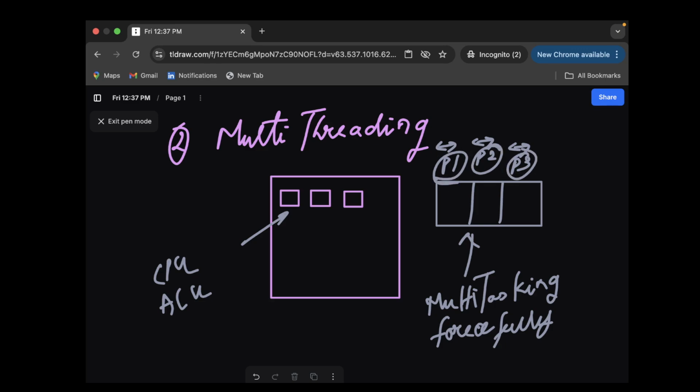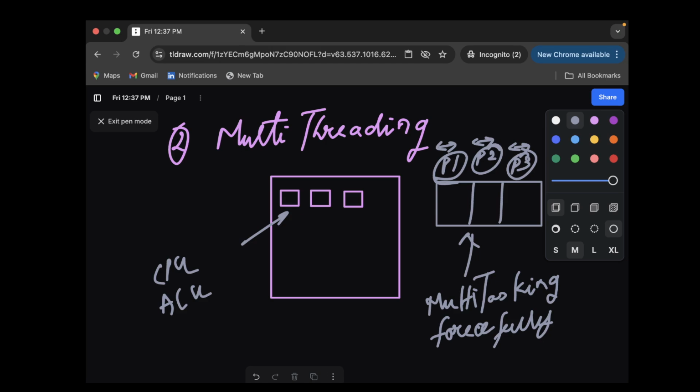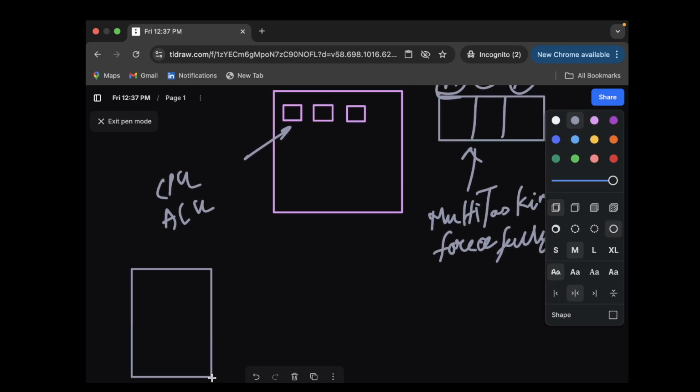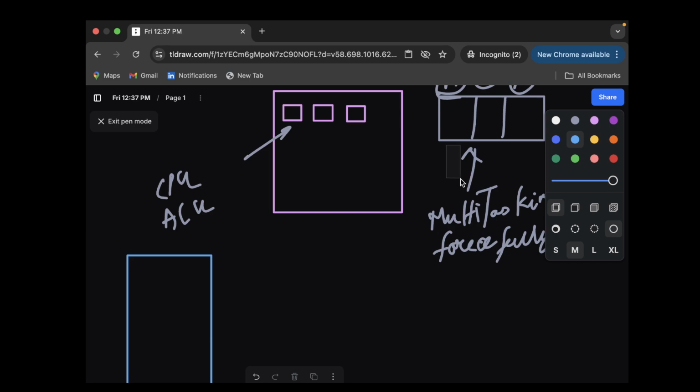But then what we further came up with is, instead of having a single process be an entire program, we divided that process into multiple small fragments, right? So this is one big process. Instead of running this entirely at once, because every time we switch from process P1 to process P2, we are going to waste a lot of time, right?